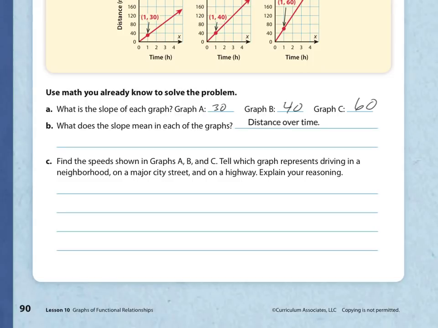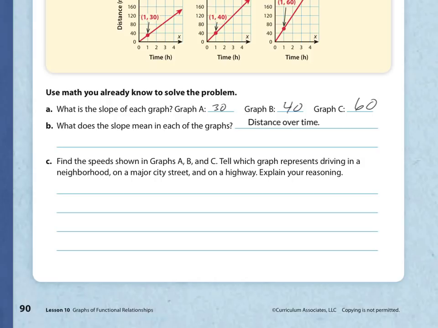Now for part C, it says to find the speed shown in graphs A, B, and C. We already know, because we wrote the slope, and that is the speed. And now it tells you to say which graph represents driving in the neighborhood, on a city street, and also on a highway. I want you to think about, for example, driving right in front of the school. If you see the cars driving right on Winnetka, you see that the cars are driving somewhere around 35 to 40 miles per hour. Some of them get a little too excited and go a little bit faster, but realistically speaking, the speed limit on Winnetka says 40 miles per hour. So that's going to be our city.